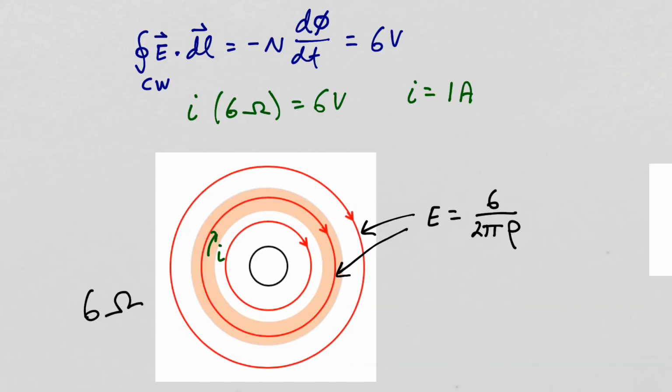In example 2, we put a conducting material that had a total resistance of 6 ohms in the form of a ring around the solenoid. With the solenoid producing an electromotive force of 6 volts, the result was 1 amp of current flowing around the conducting ring. Now we're going to look at what happens if you cut the ring in half and remove half of it.